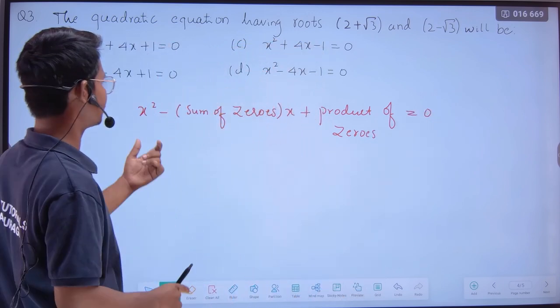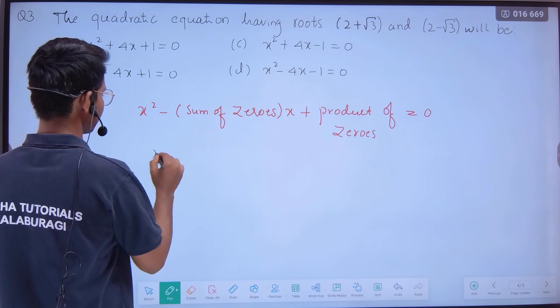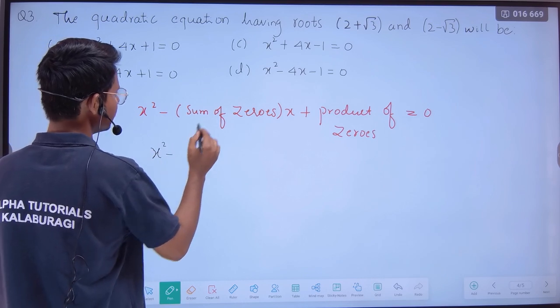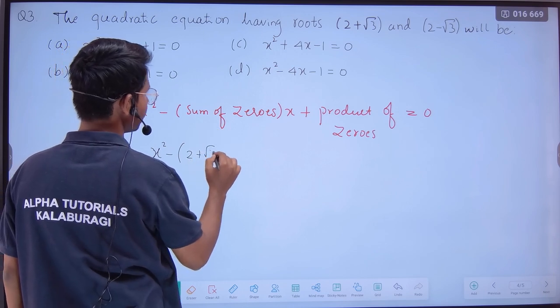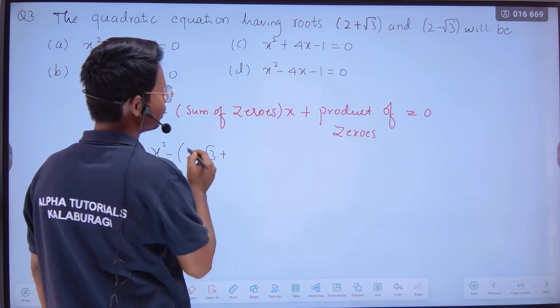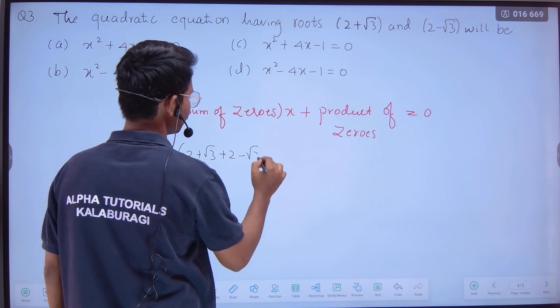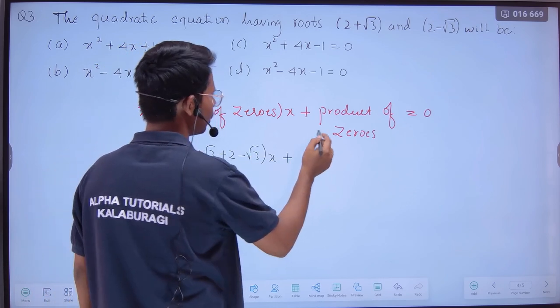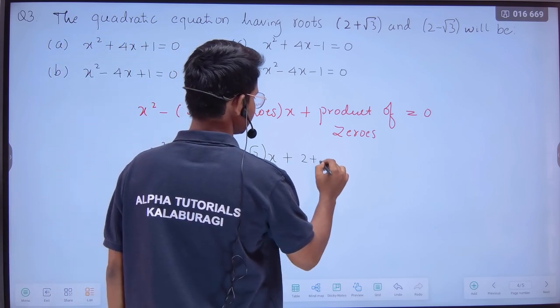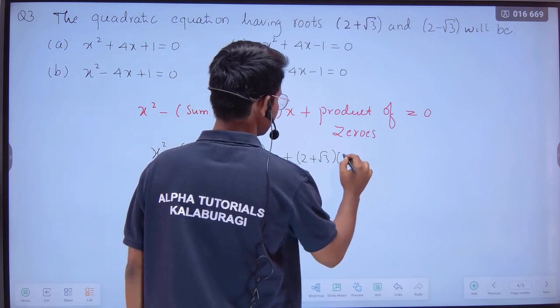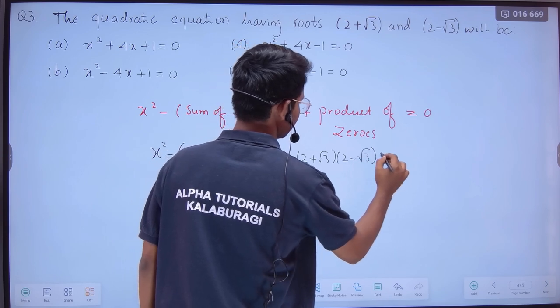That's it. I'll substitute. x square as it is, minus sum of zeros. Zeros are 2 plus root 3 and 2 minus root 3, so the sum is 2 plus root 3 plus 2 minus root 3, times x, plus product of zeros. Let us multiply: 2 plus root 3 into 2 minus root 3, equal to 0.